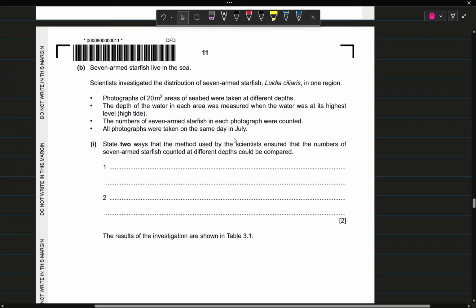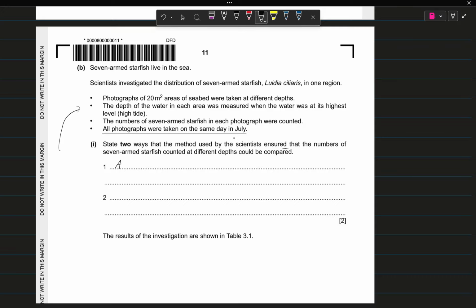State two ways that the method used by the scientists ensured that the numbers of seven-armed starfish counted at different depths could be compared. Basically, the question is saying: what part of this procedure ensures that the data are reliable enough for a valid comparison? Essentially, we need to tell the examiner what constant variables were kept in consideration. For example, we can see here that all photographs were taken on the same day in July, which means that all the photographs were taken in the same season. So the season is constant.